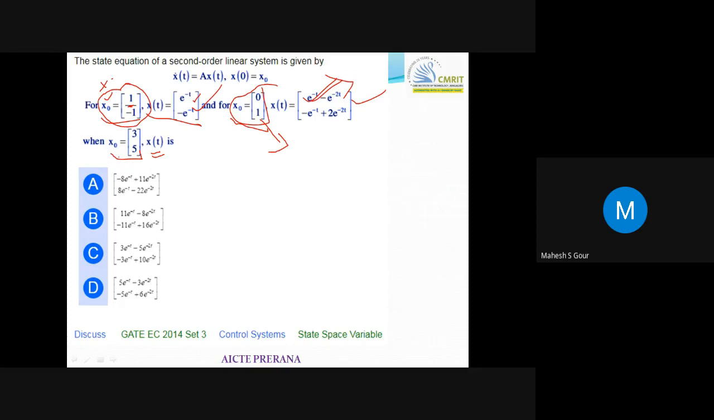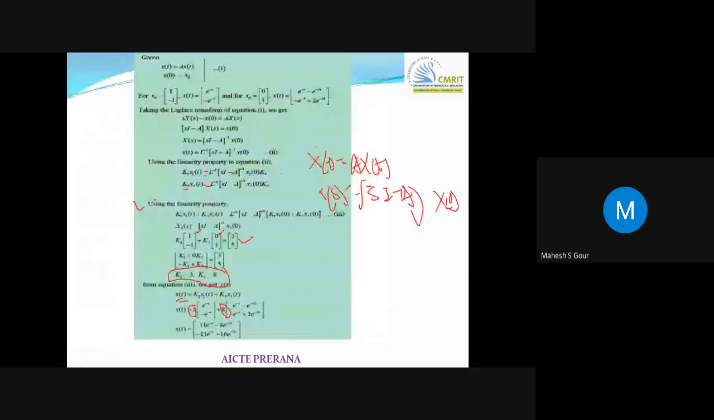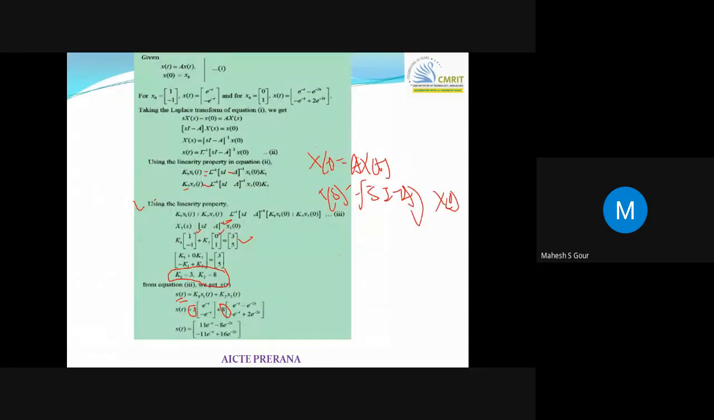right? The next thing is your 3 by 5. So I'll equate these two 3 by 5 with the multiplication functionality. That is, the k1 into the first one, k2 into 0, 1 is equal to 3 by 5. So 3 by 5 is this. I'm multiplying with these two, right? I got this. Then what I'll do, I'll multiply this k1 into x1 of t and k2 into x2 of t, and I'll be getting an answer as this. So this is still a 2 marks question.